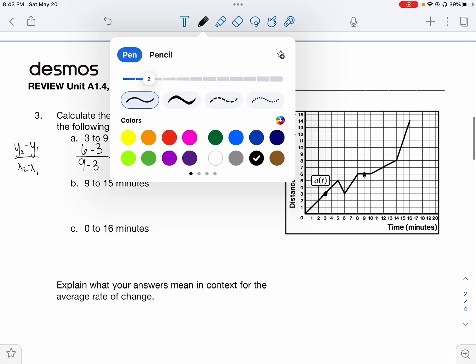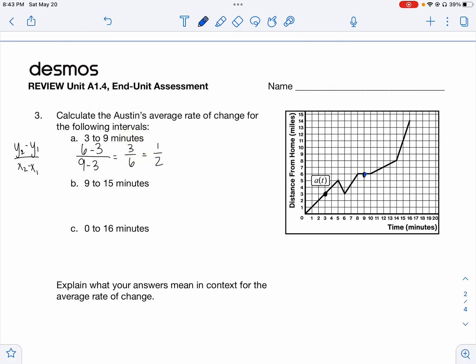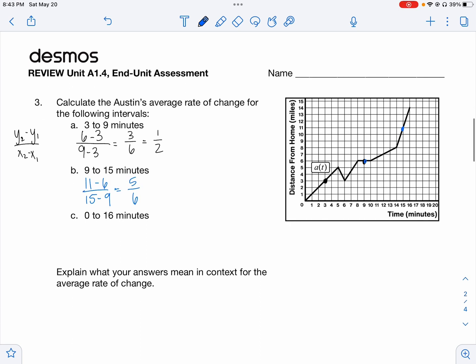The next one is from 9 minutes to 11 minutes. No, sorry, 15. The corresponding y is going to be 11 minus 6, and the x's are going to be 15 minus 9. So this is equal to 5 over 6. And from 0 to 16, we have 0, 0, and 16, 14. So we have 14 minus 0 divided by 16 minus 0. This equals 14 over 16, or 7 divided by 8.